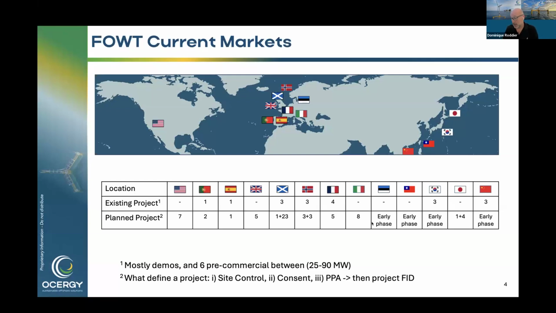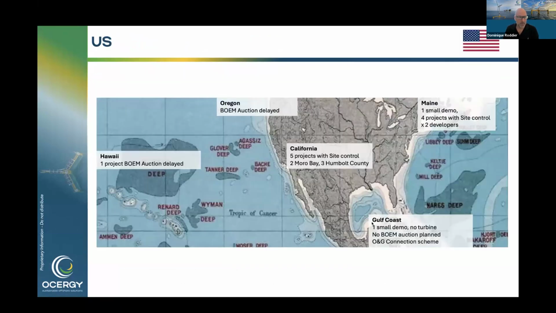And there are projects that are not in fabrication that have been in the making for quite a long time. So I'll focus just a little bit on the US. What do we have in the US? We have two small demos, one in Maine, I think a 350 kilowatt turbine, and one in the Gulf Coast with no turbine. So we're quite far behind from the rest of the world in trying to prove technology.